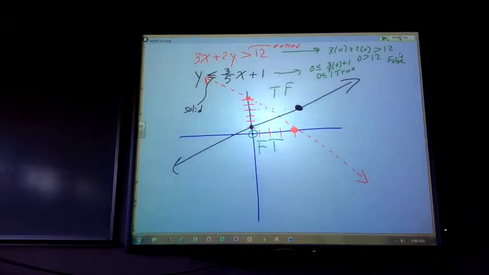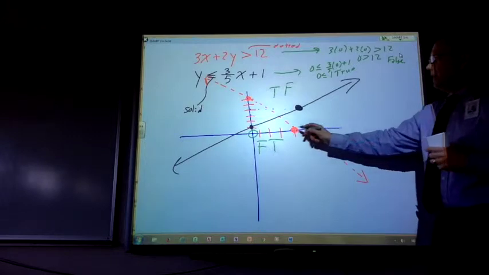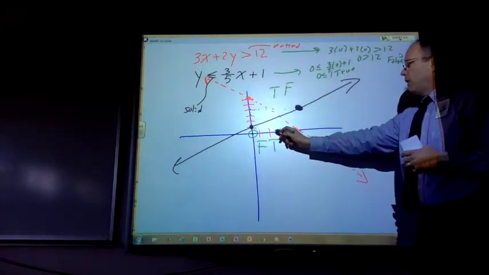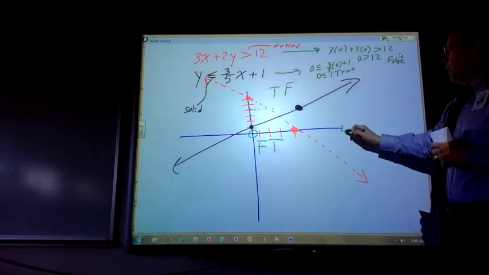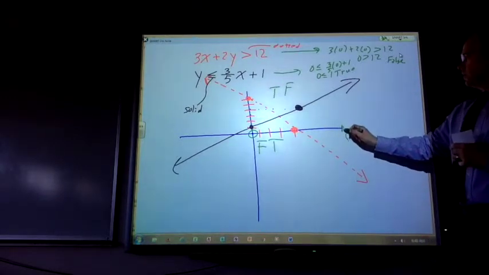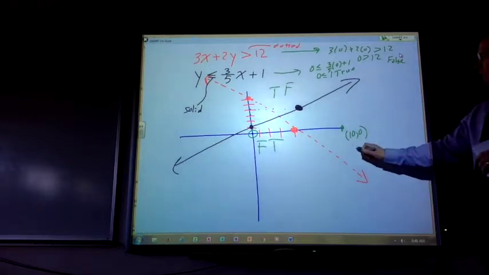So I'm going to pick another test point. I'm going to pick something that stays on the line. I'm not going to pick anything up here because that's where I have true false. So I'm going to pick way over here. Like, what would happen if I were to pick the point 10, 0? Does that seem that it would be way over on one side? Okay. The 10 represents what value? X or Y? X. So I have X and Y.